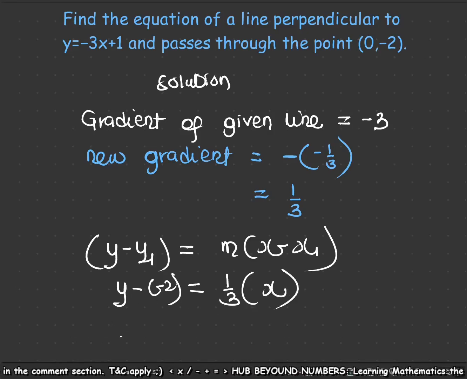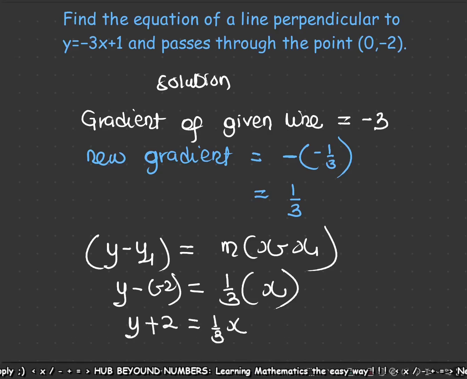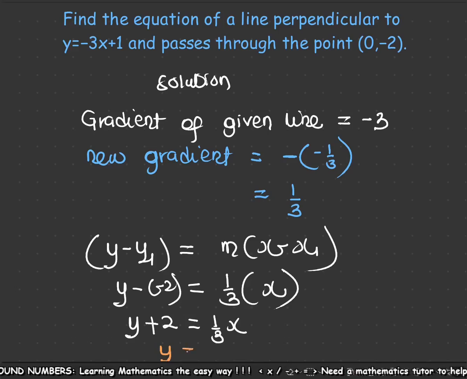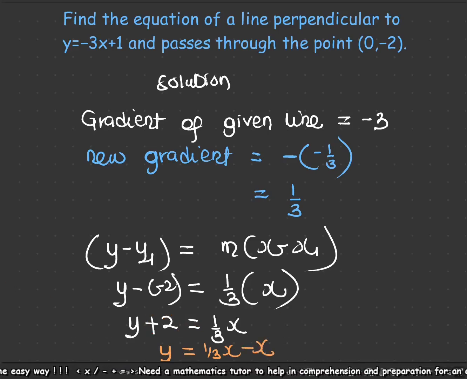Now making our y the subject, to simplify first, we have y plus 2 is equal to 1/3 of x. And finally making y the subject, we have y is equal to 1/3 of x. Then this positive 2 moves to the other side to give us a negative 2. And this now becomes the equation of our line. So that is it for this particular lesson.